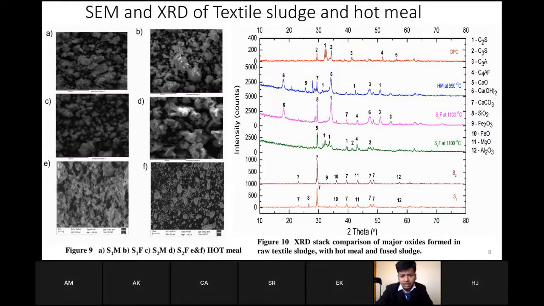So XRD analysis was conducted to identify the phase transition and the potential formation of the Bogue compounds, which are C2S, C3S, C3A and C4AF. These Bogue compounds are responsible for cement-like properties, and textile sludge was exhibiting these properties at high temperature, and it was compared with a raw mill at 950 degrees Celsius. And through the same analysis, the agglomeration property was also confirmed.